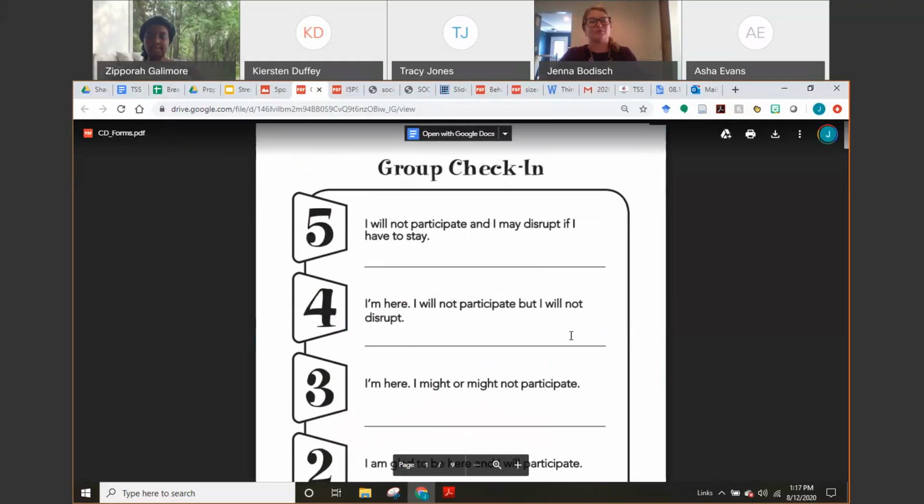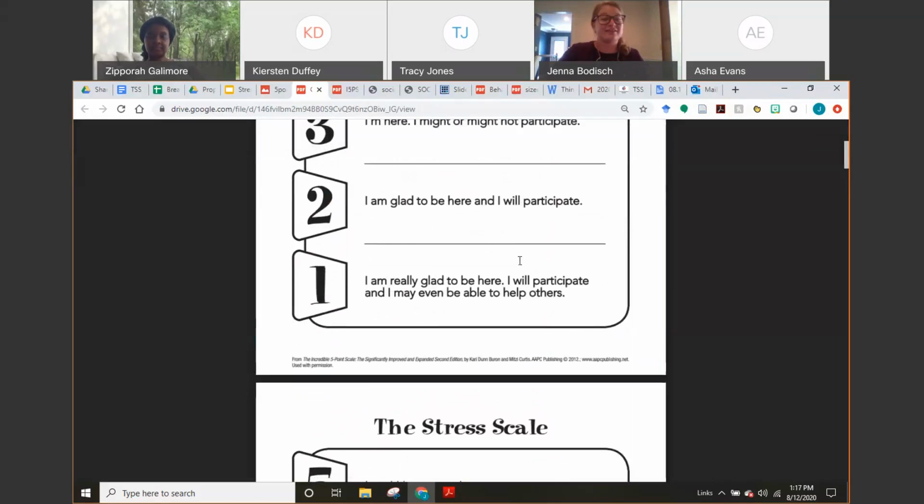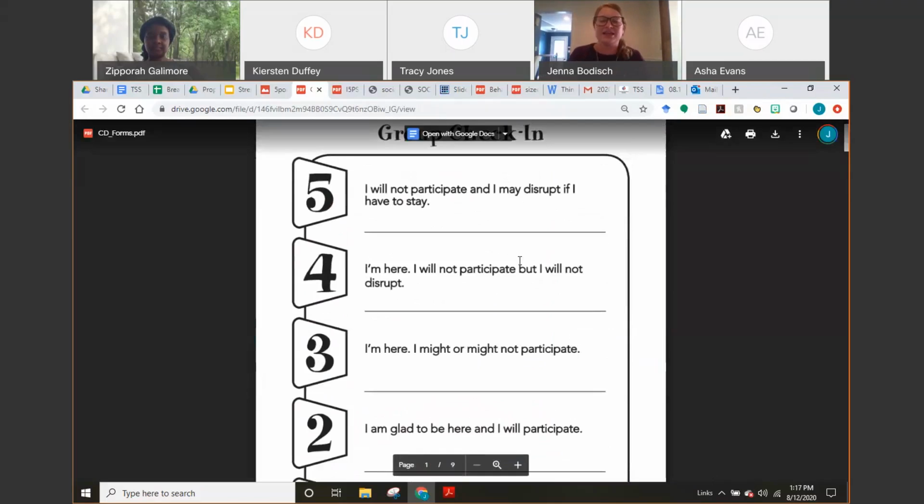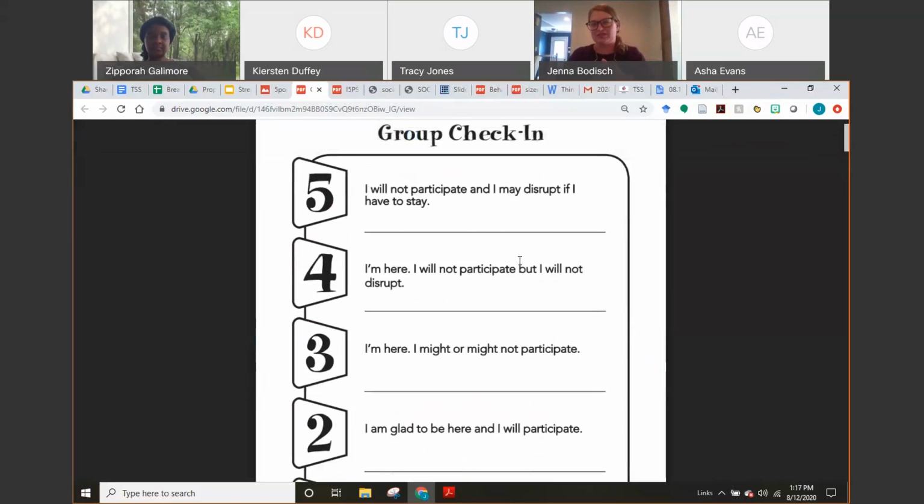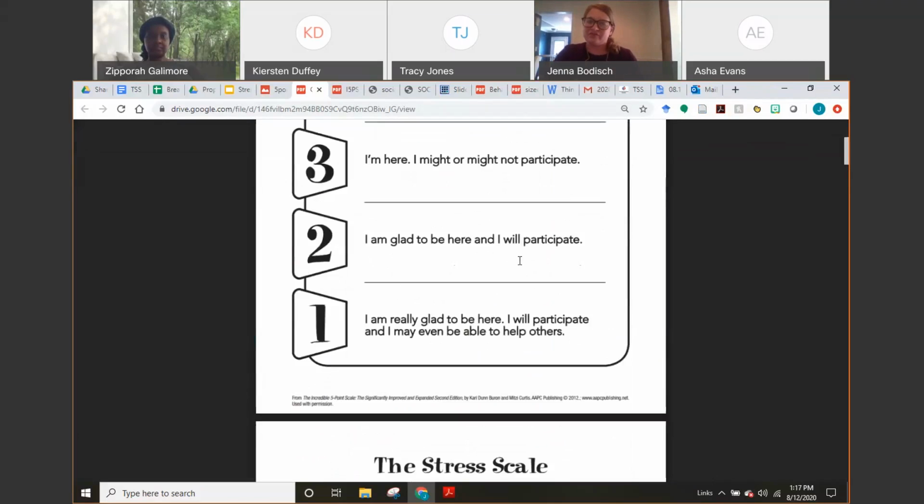Here's another example, and this is from the 5-Point Scale as well. So you can do it with anything. I've used it with students for whom personal space is an issue, and we put it on a scale. You can use this with anything you want to put on a scale, and you don't have to use a 5-point. You can use 3 points, whatever it might be.